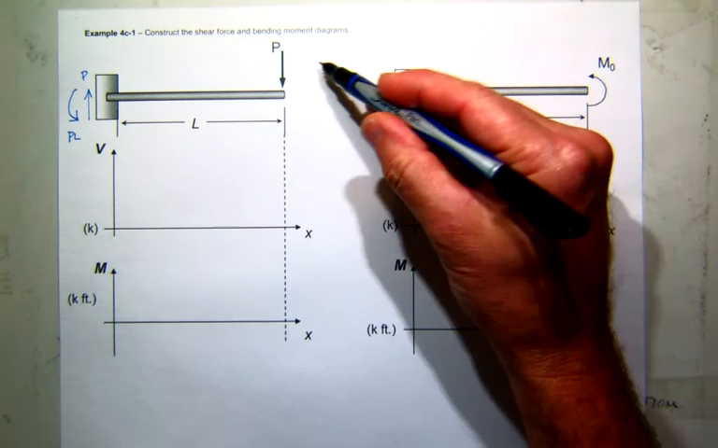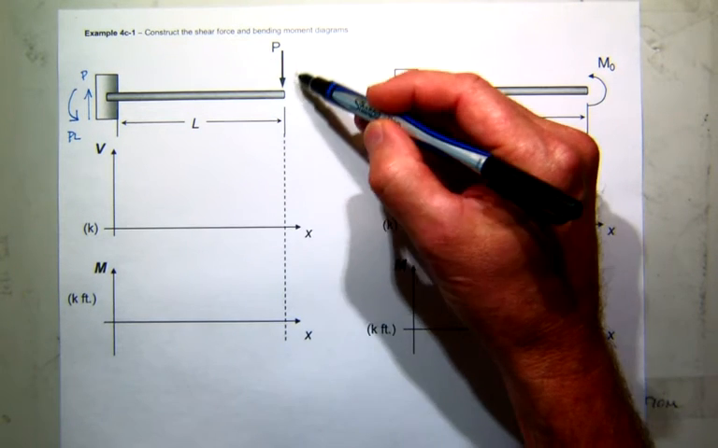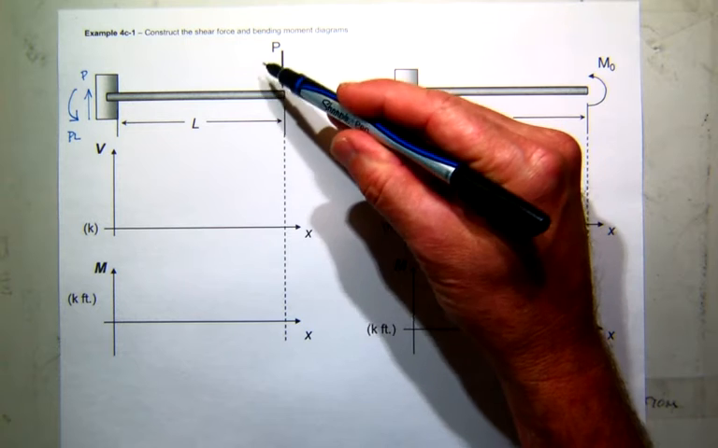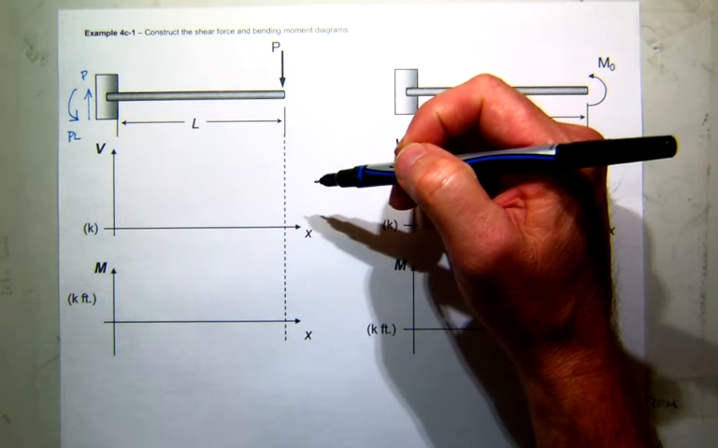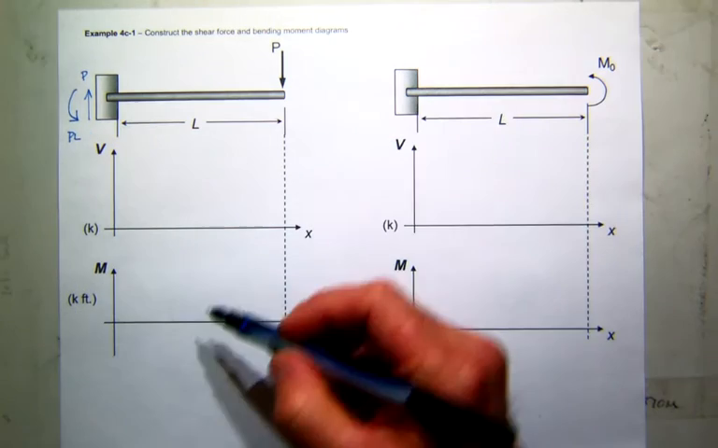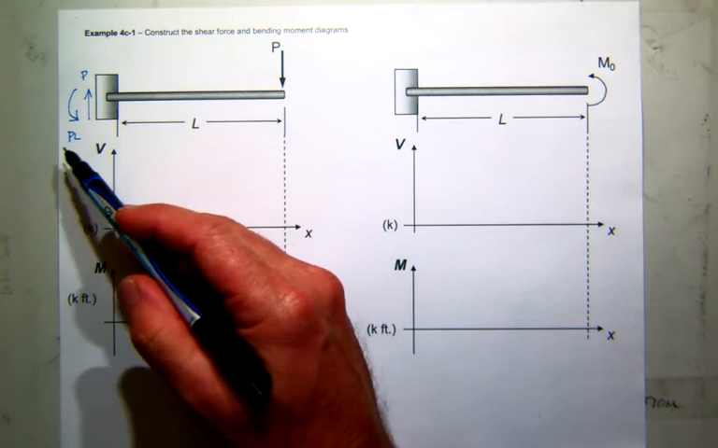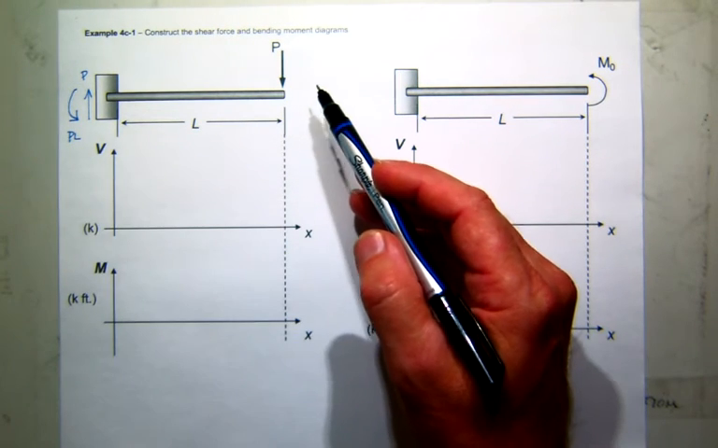When I look out at this free end, with this applied force there, it's going to get a little tricky. So let's not talk about shear right now, but talk about moment. What's the moment at the free end? Zero. So I know when I draw my moment diagram, it's going to start at negative PL, and it better hit 0.